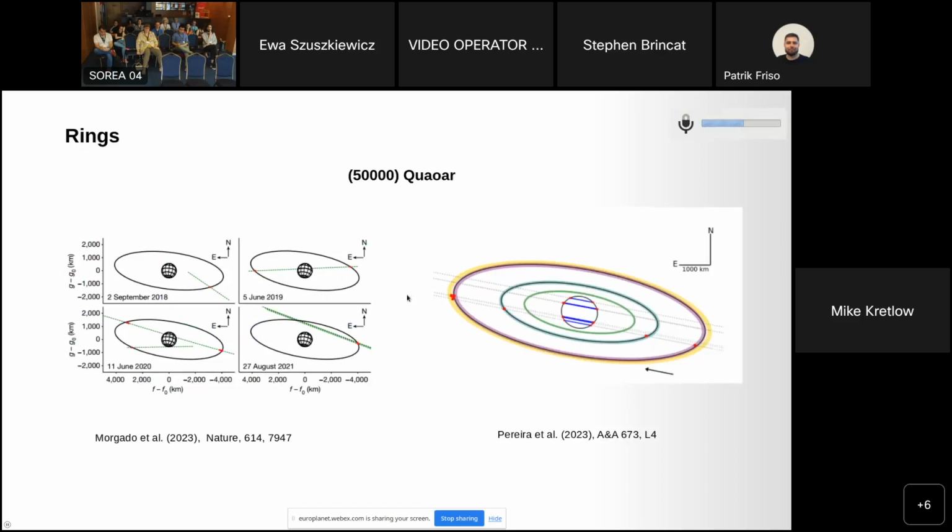The same is true for Quaoar. I just mention it here for the TNO because this was interesting: this ring system is outside the Roche limit, where at least up to now, we thought that it's not possible to have a ring system because of the tidal forces.